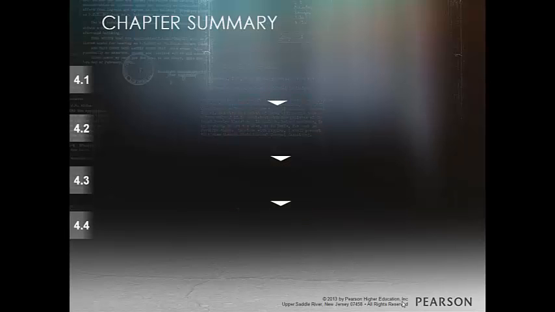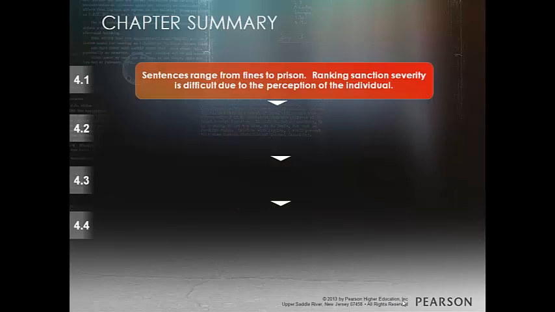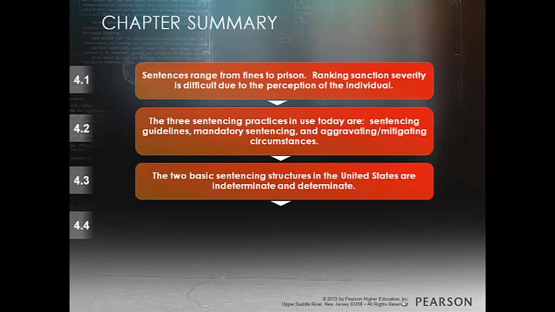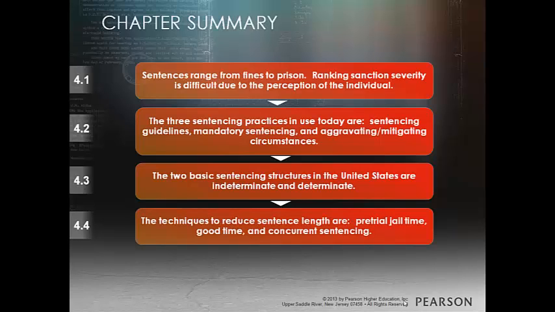Okay, to summarize this chapter, sentences range from fines to prison. Ranking sanction severity is difficult due to the perception of the individual. The three sentencing practices in use today are sentencing guidelines, mandatory sentencing, and aggravating/mitigating circumstances. The two basic sentencing structures in the United States are indeterminate and determinate. The techniques to reduce sentence length are pretrial jail time, good time, and concurrent sentencing.